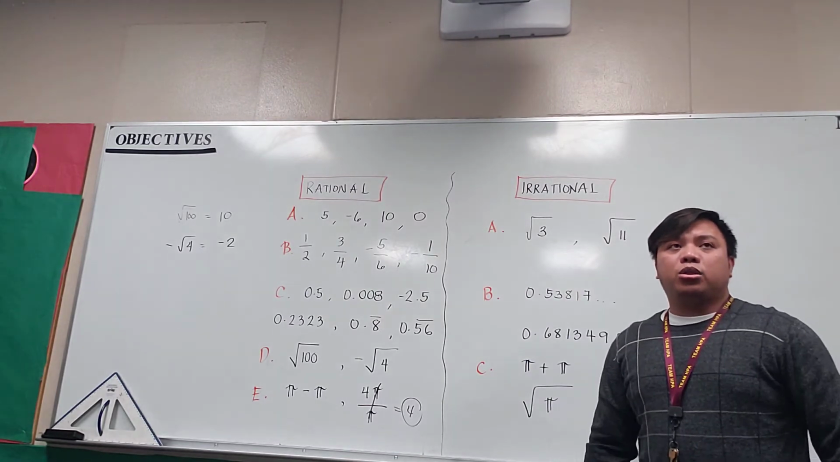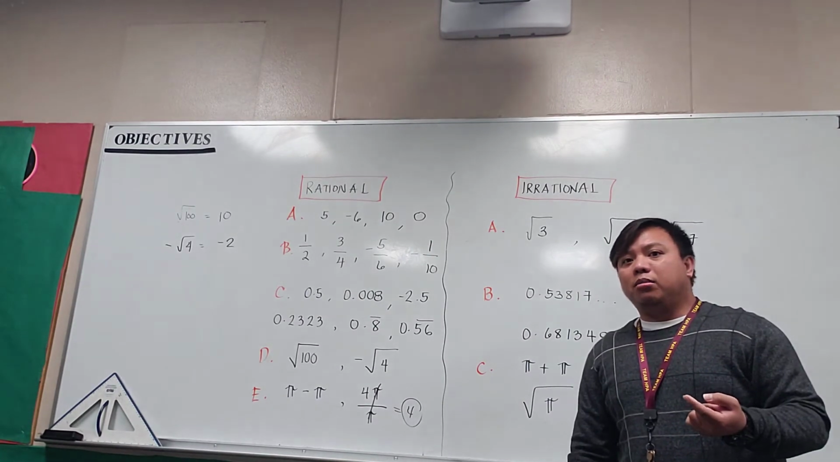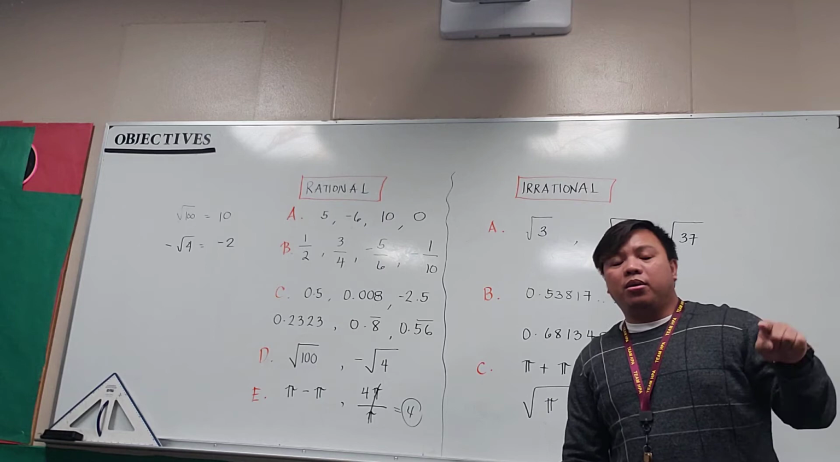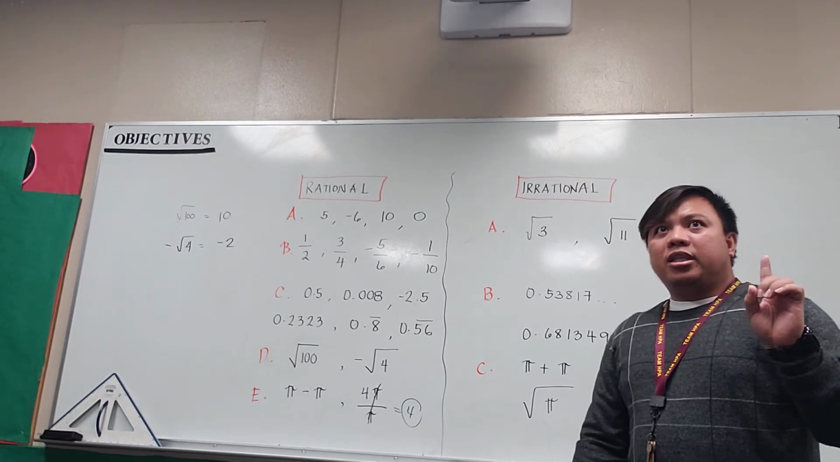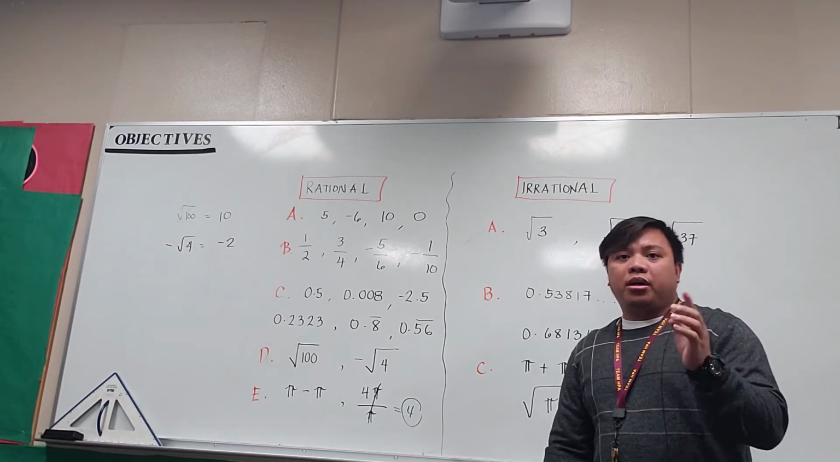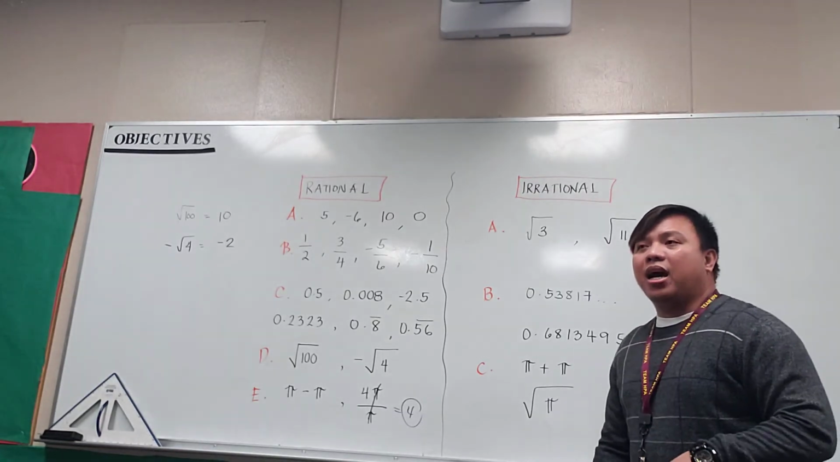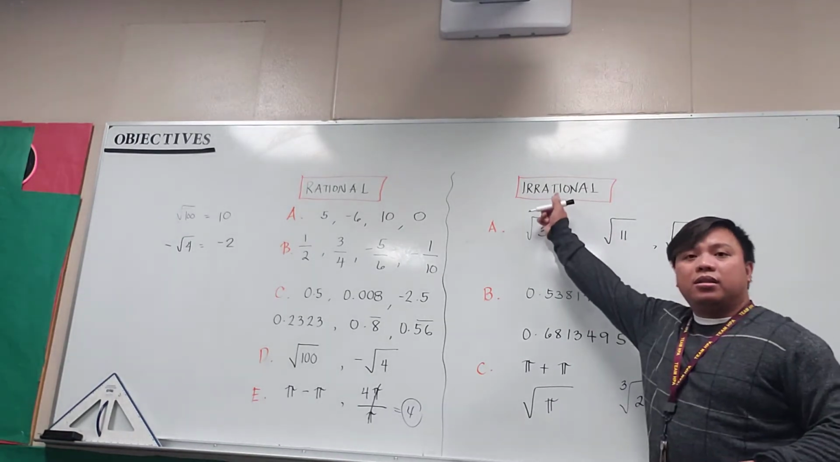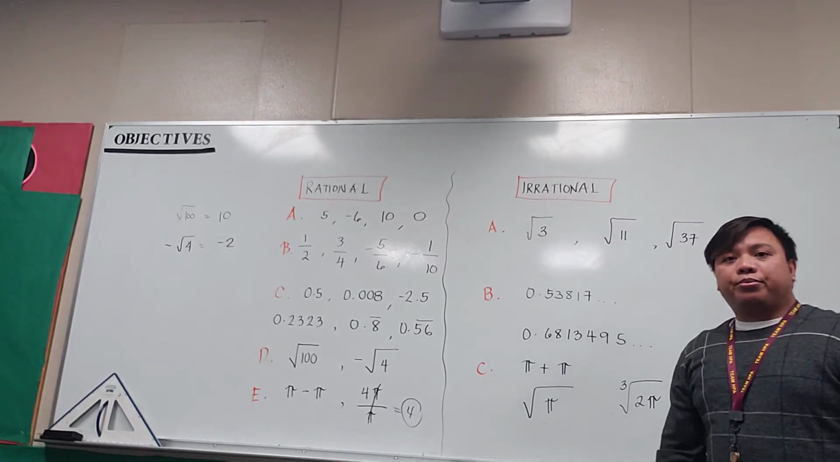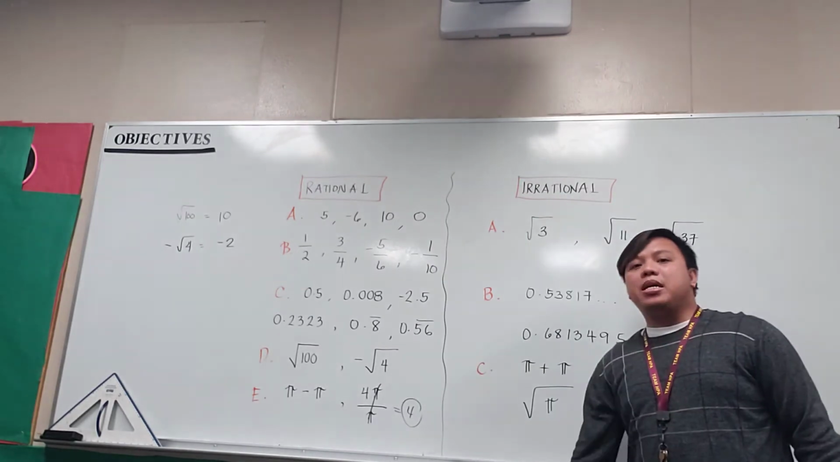It might be close to square root of 36, which is a rational number because 6 times 6 is 36, so the square root of 36 is 6. But for square root of 37, I don't have that. That's why it falls under irrational numbers. Let's go to option B.